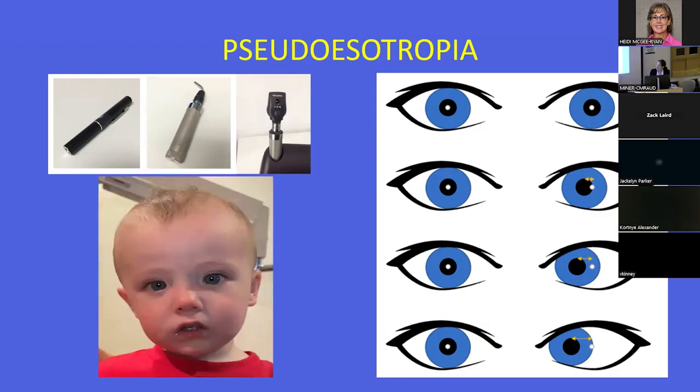So again, if you look at this child, we did the Hirschberg test, right? And you see that the reflex falls exactly at the center of the pupil. So this patient is aligned, okay? Why does it look like he's not? Because he has a baby face. He has what we call a wide nasal bridge. And if we have extra skin here, it looks like you don't see the white portion of the eye. So it's like an illusion. It looks like he's drifting.